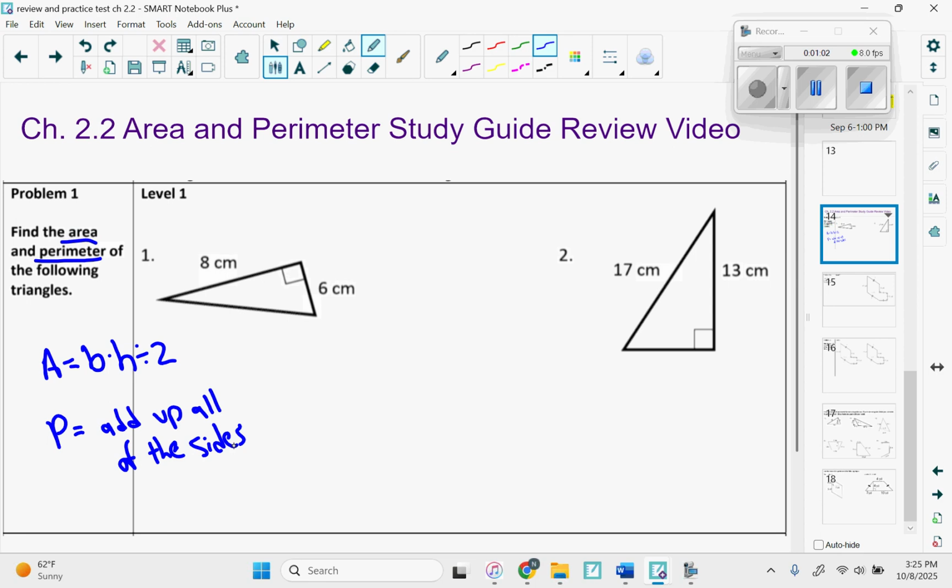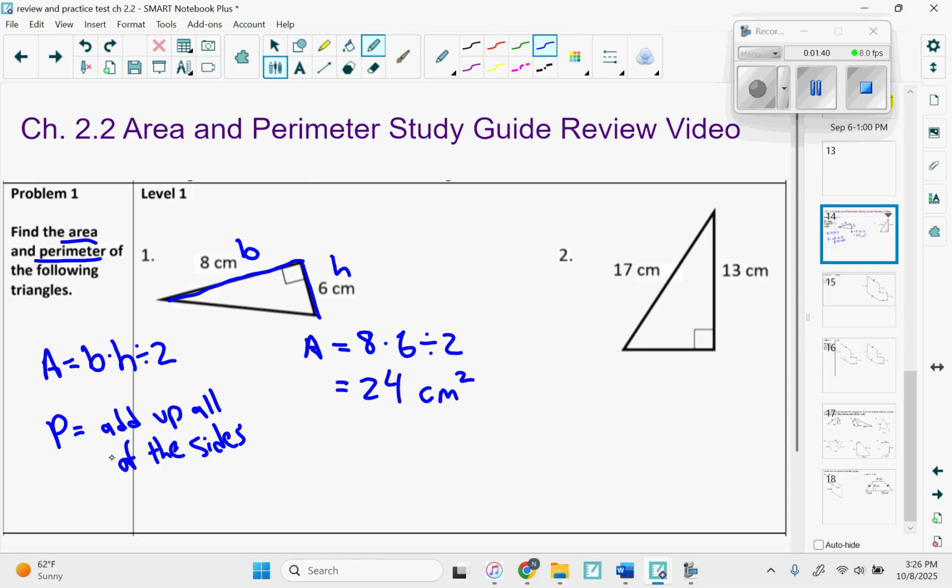So looking at my first triangle here, I'm going to do area first, and I want to label my base and my height. And base and height are always at a right angle, so it doesn't matter which one, but let's call that the base and that the height. Okay, so area equals my base 8 times my height 6 divided by 2, and that's 48 divided by 2, so 24 centimeters squared. So area was pretty easy for that one.